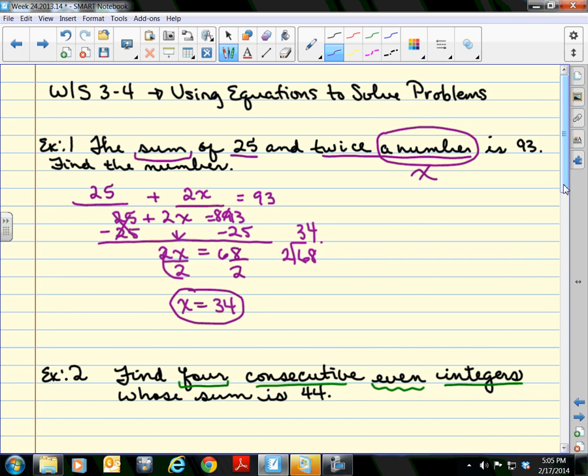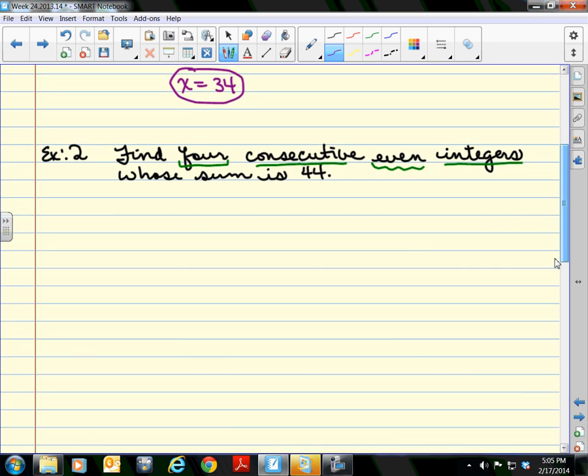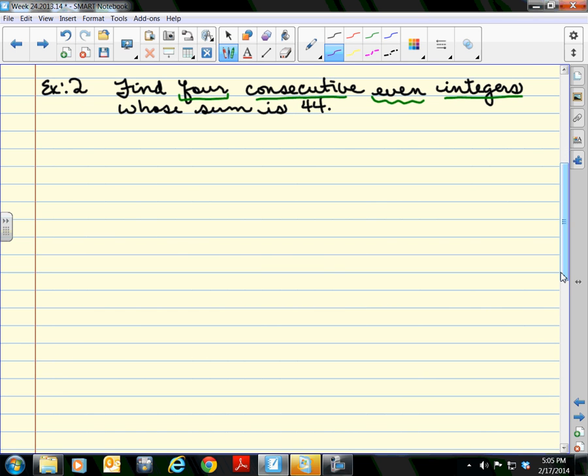Okay, go ahead and write down the problem for example 2. Find 4 consecutive even integers whose sum is 44.